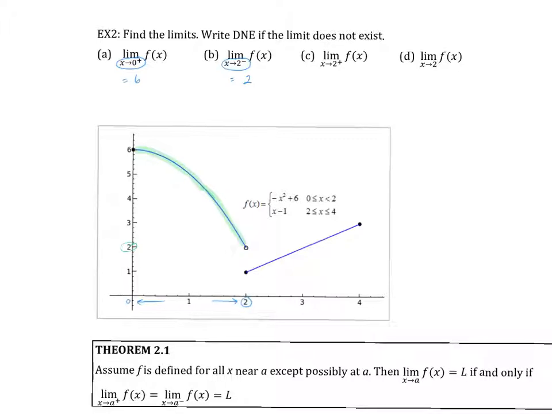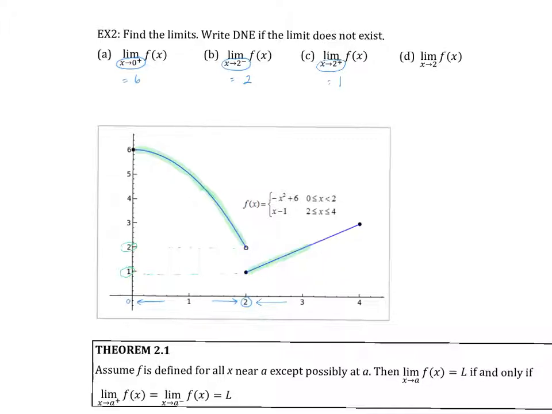Now in part C, we're approaching 2 from the right. So as our x values get closer and closer to 2 from the right, our y values are getting closer and closer to, it looks like, 1. So that would be equal to 1.